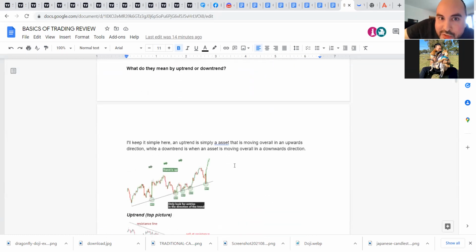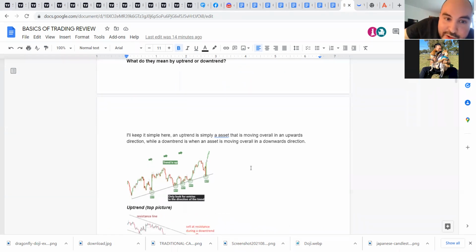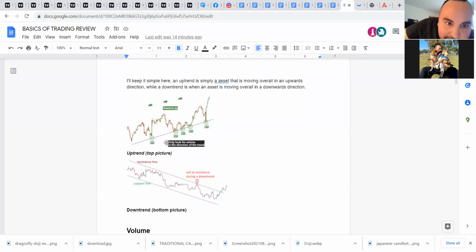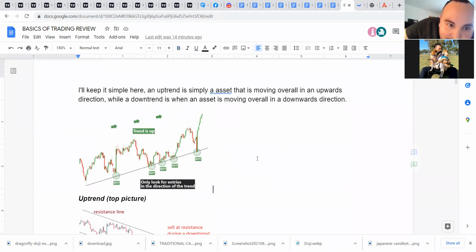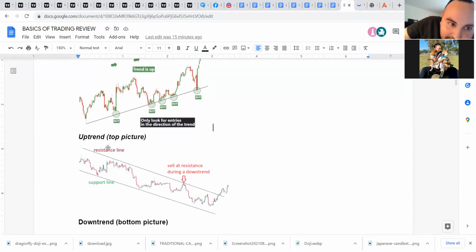Okay, so we all know support and resistance. What do they mean by uptrend or downtrend? Again, simple stuff, guys, right? When you're in an uptrend, you can clearly see, let me see if I can zoom here. You can clearly see your stock is moving in a general uptrend. And then the downtrend is the opposite.